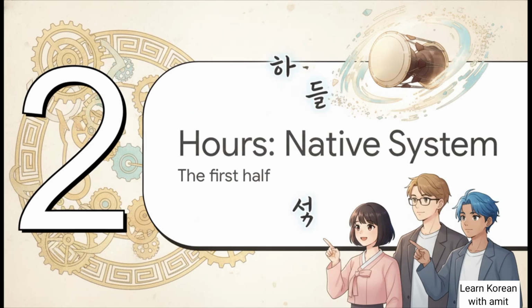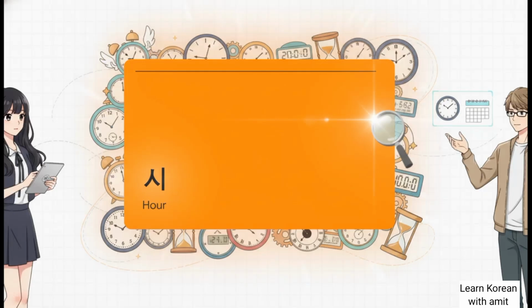Moving on to part 2, hours, the native system. The absolute foundational word you need to lock into your memory right here is si, which simply translates to hour. Whenever you're talking about the hour on a clock, you absolutely must attach this word. A great little mnemonic trick to remember this is to think of the English word she, but pronounce it with a slightly softer S sound, si. So every single time you look at the hour hand on a watch, your brain should immediately think si.